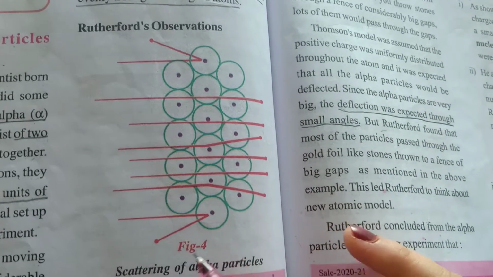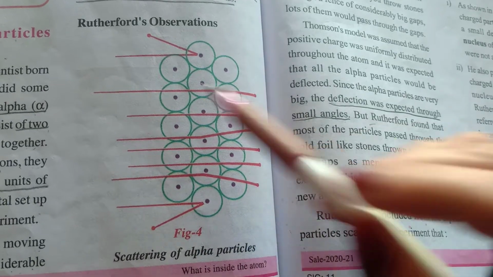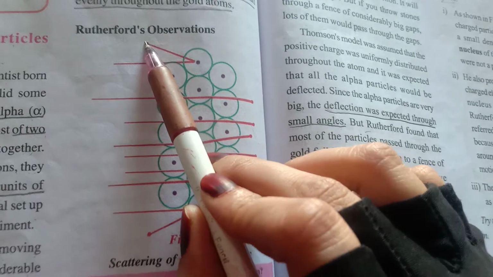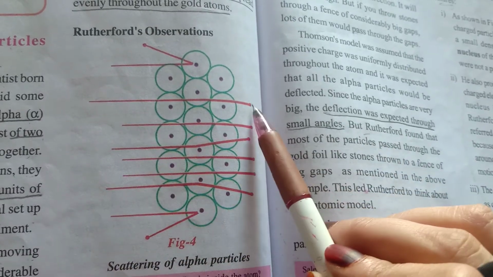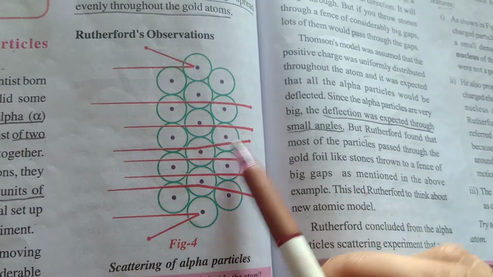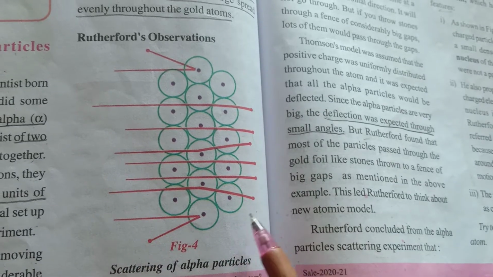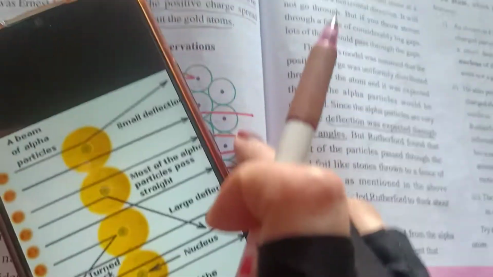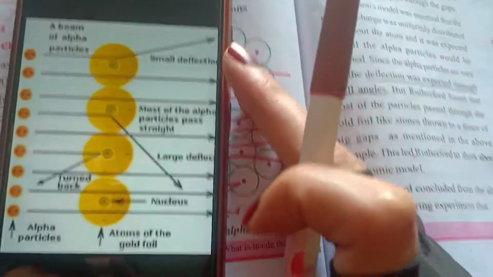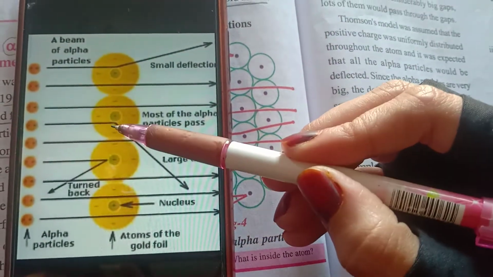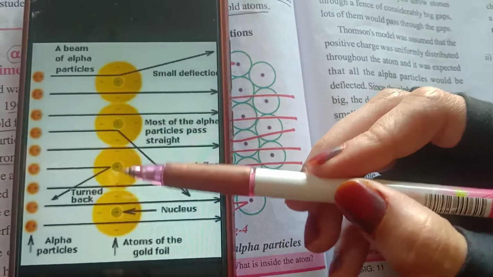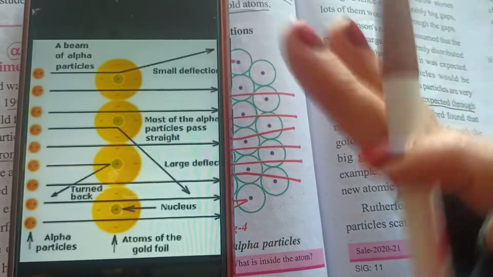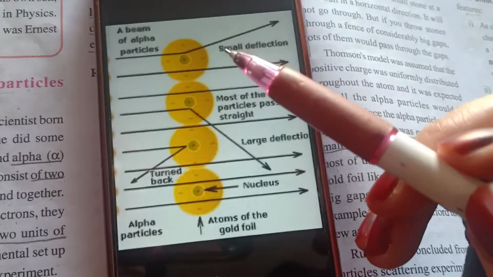As you can see in figure number 4, scattering of alpha particles, many rays are shown: some rays are bouncing back, some are going in a straight line, some are bending like this, some are bending in this direction, and some are bending and bouncing back like this. In this diagram you can clearly observe these are the atoms, the gold foil atoms. Here the rays are passing in different directions; that is the scattering of alpha particles.